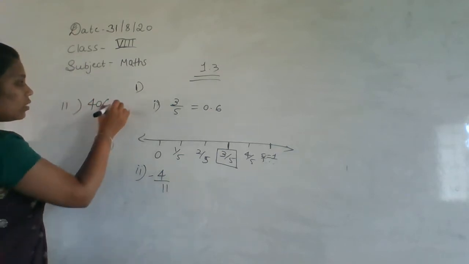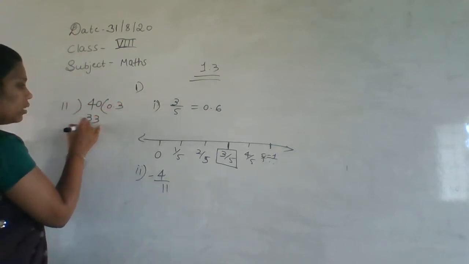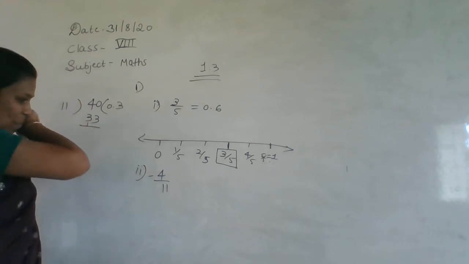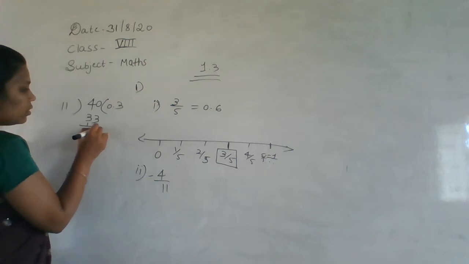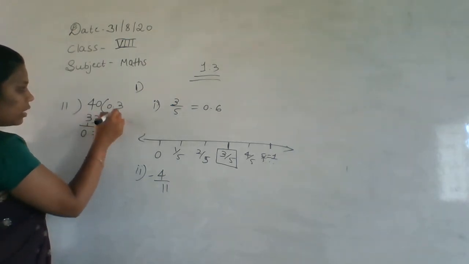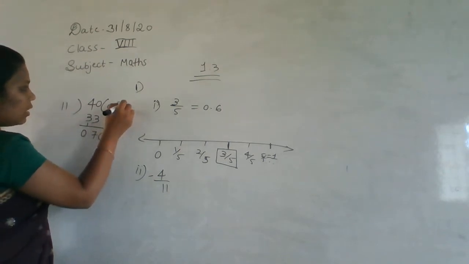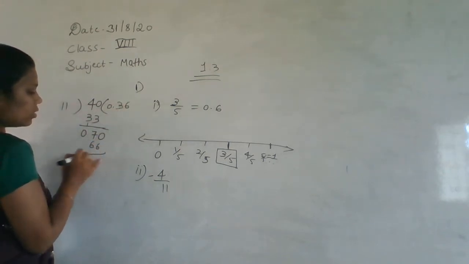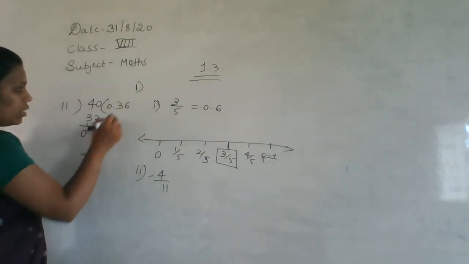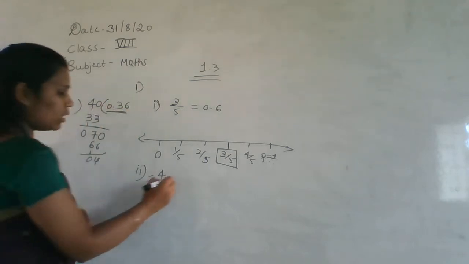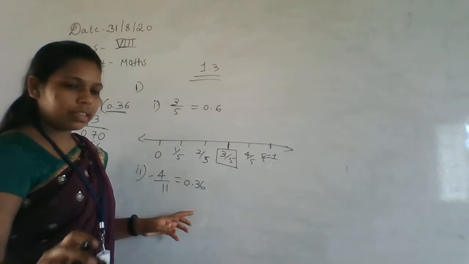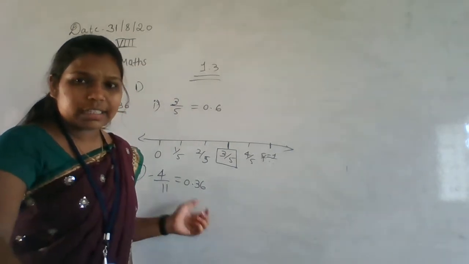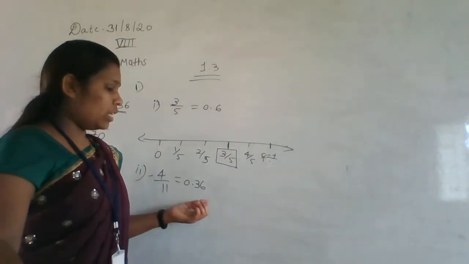11 3s are 33. Next, here 40 minus 33 is 7, and I take a 0 again. 11 6s are 66. That continues. What is the decimal value? That is 0.36. 0.36 is nothing but 0.3 and after that the digits keep coming.